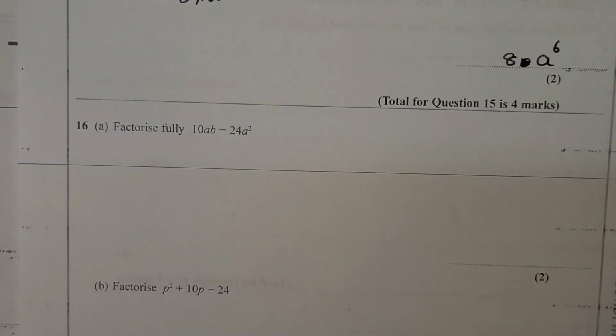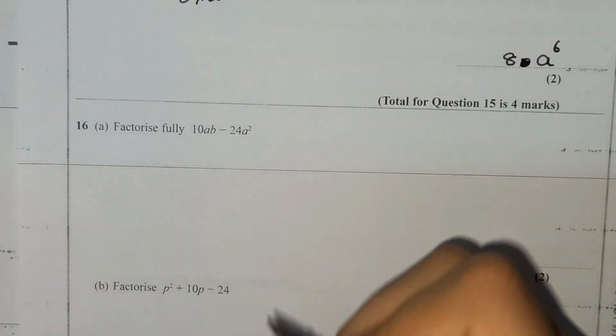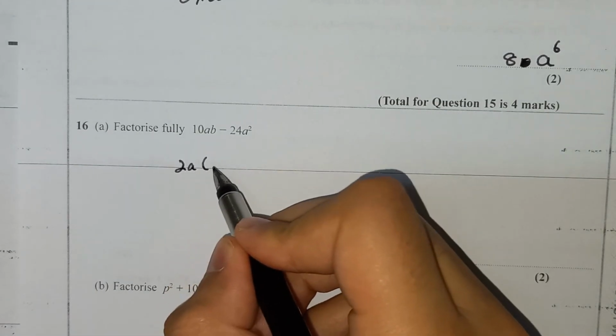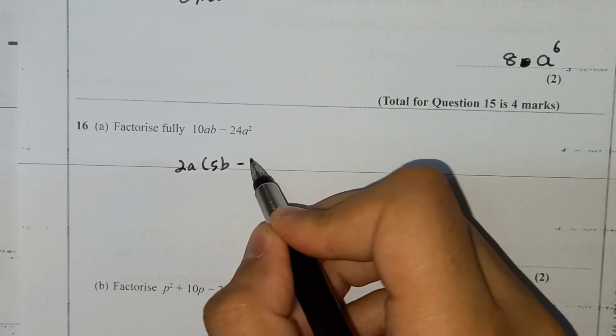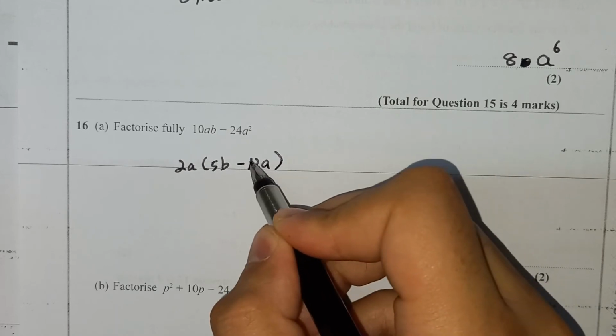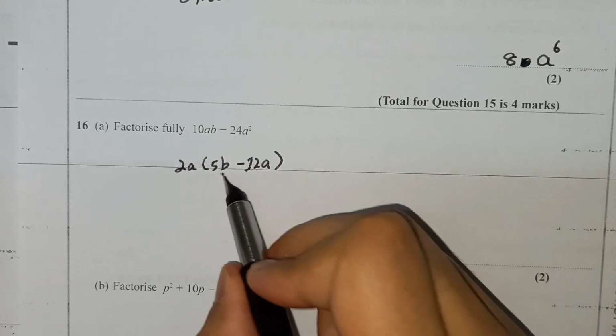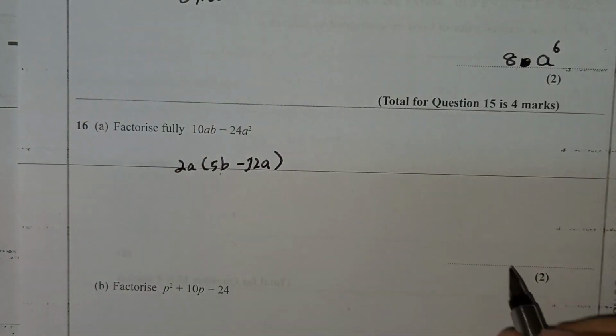Question number 16, part A, factorize fully. Over here there is nothing else we can do instead of taking common, and the highest common factor we can take is 2a, which gives us 5b minus 12a. Over here we cannot do any midterm breaking or anything because we have two unknown variables, and hence this is our final answer.